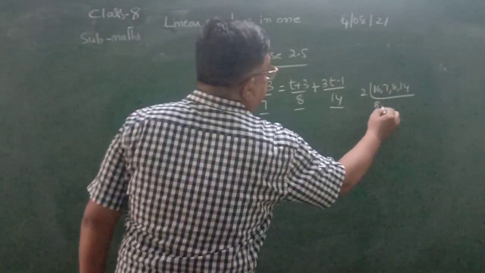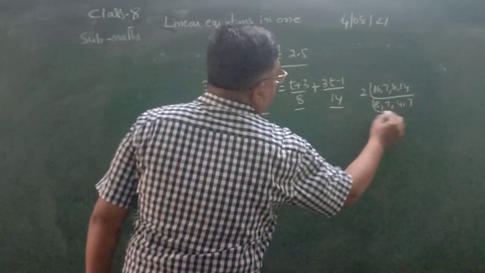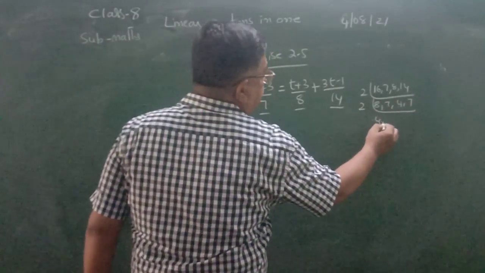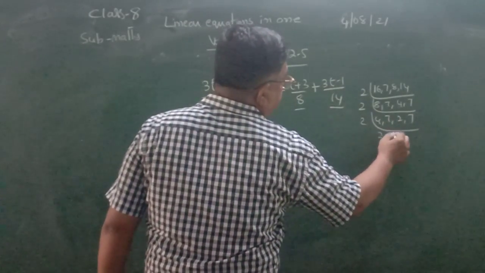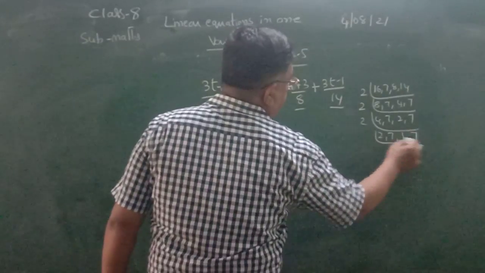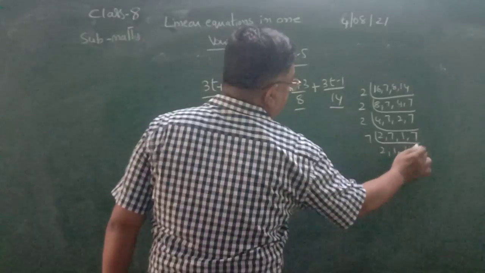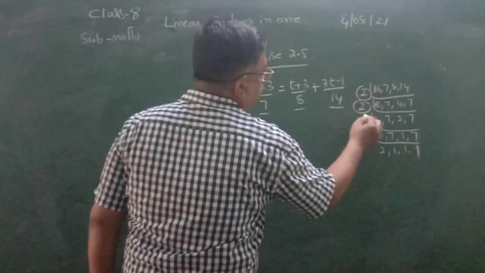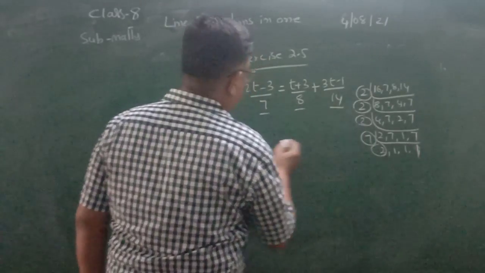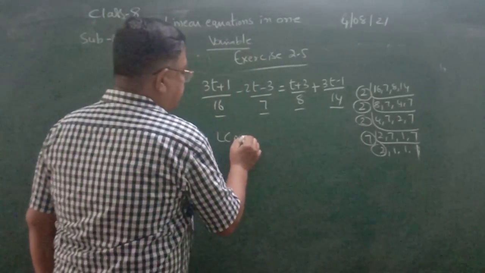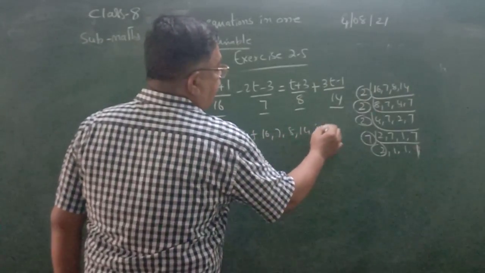Divide with 2: 2 8s are 16, 7, 2 4s are 8, 2 7s are 14. Now with 2: 2 4s, 7, 2 2s, 7. Now with 2: 2 2s, 7, 2 1s, 7. Now with 7: 7 1s, 7 1s, 7 1s. Now all these are prime numbers. 2 2s are 4, 4 2s are 8, 8 2s are 16, 16 7s are 112. So the LCM of 16, 7, 8, 14 is 112.